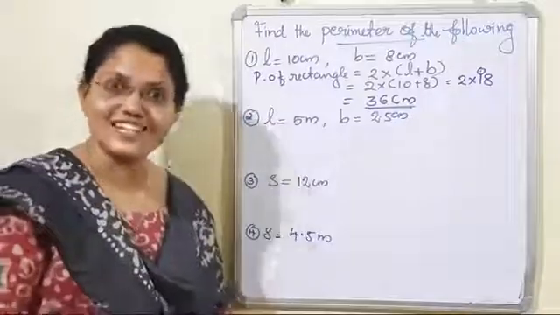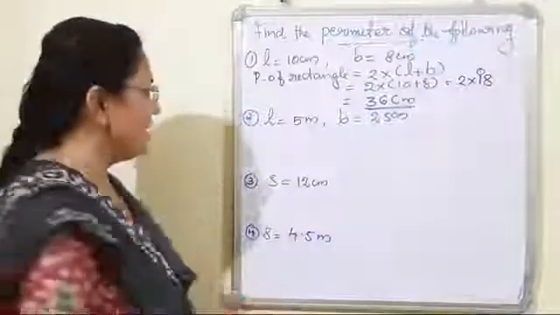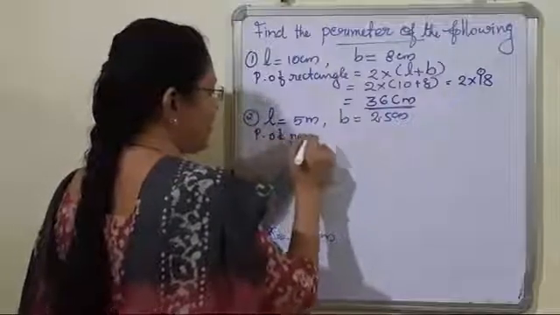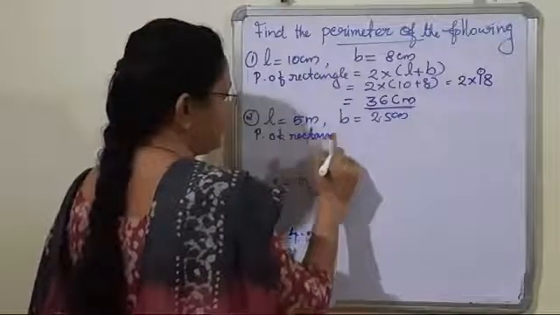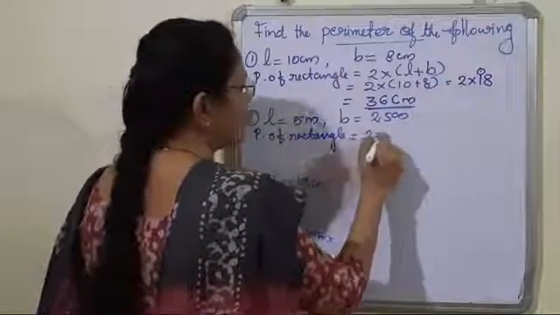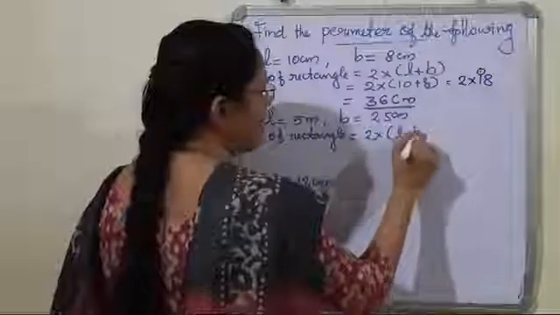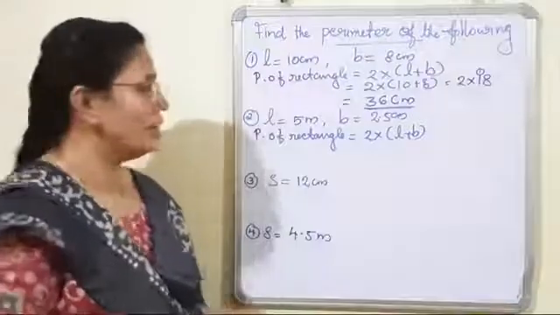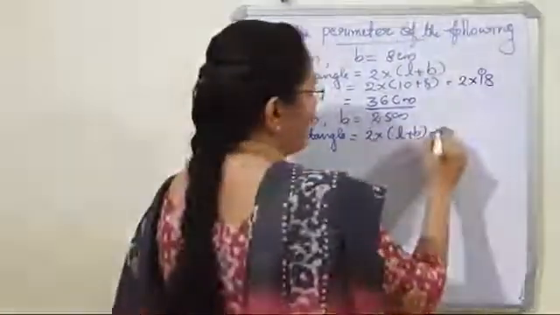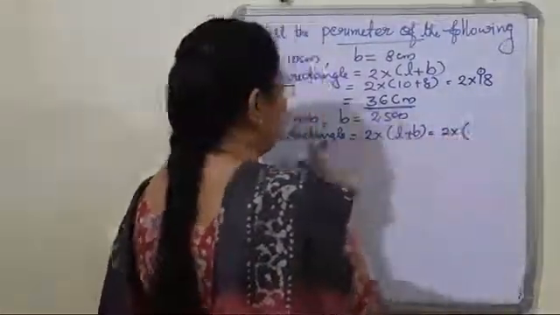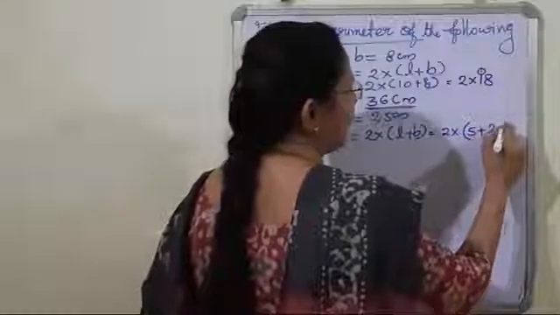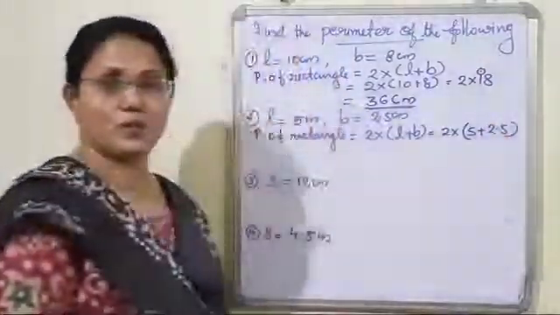Okay, next one, length and breadth is given. Therefore it is a rectangle itself. Now perimeter of rectangle is equal to 2 into (L plus B). Don't forget to write the formula for this, half mark is there. Okay, now we can substitute the value. 2 into (5 plus 2.5). What is 5 plus 2.5?